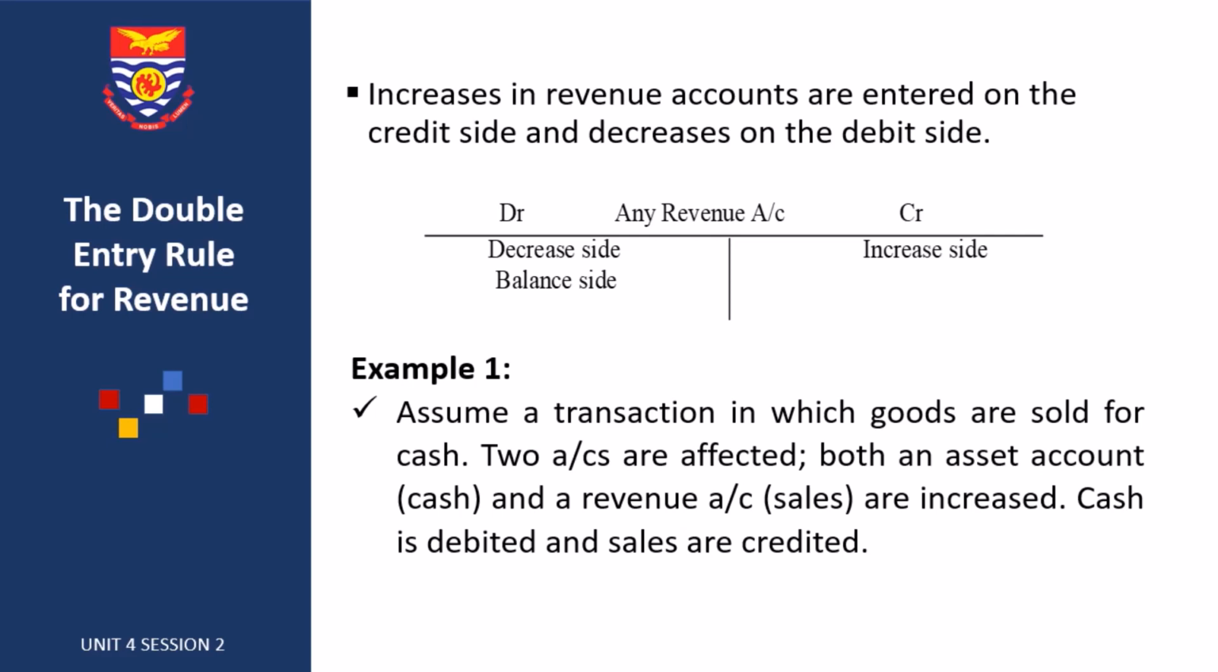Two accounts are affected, both an asset account, that is cash, and a revenue account, that is sales. So cash increases and sales increases. Cash is debited and sales is credited. So sales is a revenue account and sales is credited to show the increase.